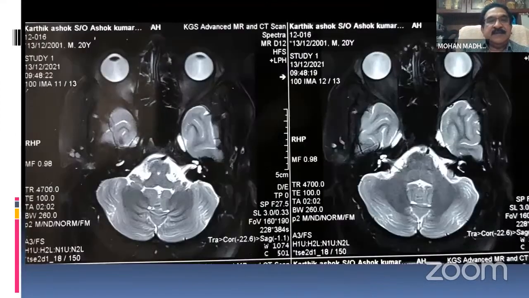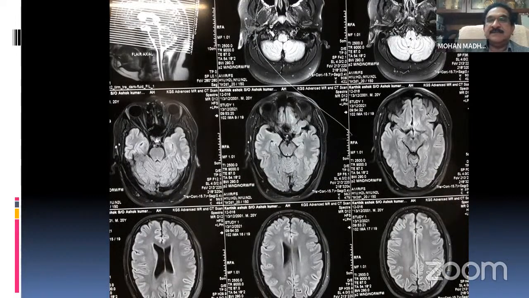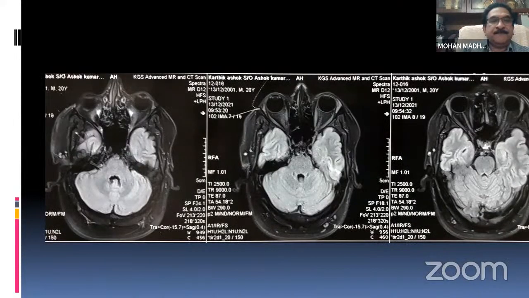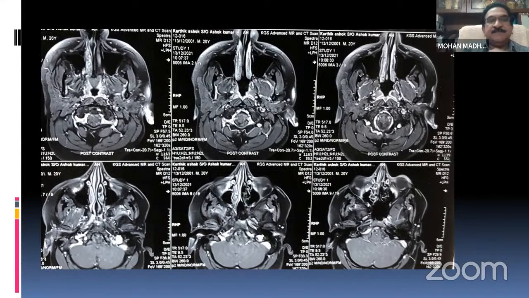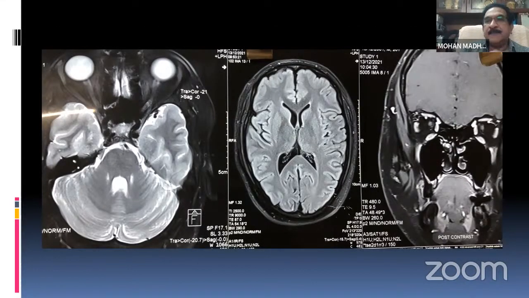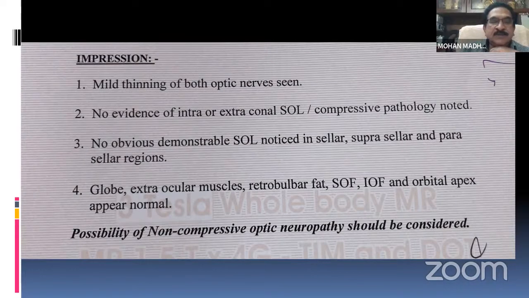Again, I think I will skip that. Again, this is the MRI finding. They found some abnormality that will come later on. This is the medulla, pons. This is the FLAIR sequence. Enlarged view of that. Sagittal cut. This is contrast. The contrast film. And they thought that there's a possibility of a non-compressive optic neuropathy should be considered.